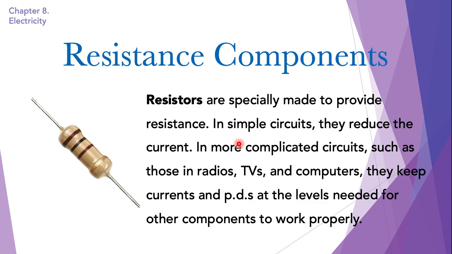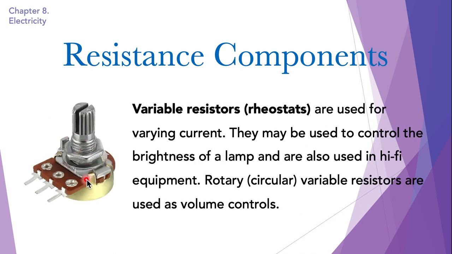So these are what resistors are. They look like this. They have some stripes on them. Each stripe represents some value. The second resistance component is the variable resistor. We also call them rheostats. This is what they look like.